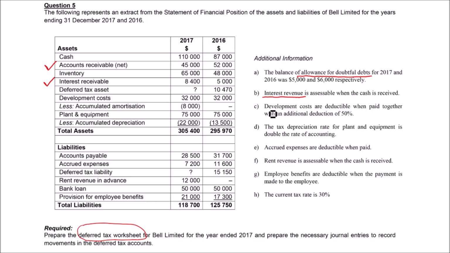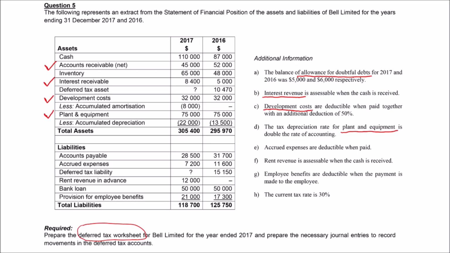Then the one after that is development costs. With development costs, we have an additional deduction for tax purposes. So you know that we also need to include development costs. Then the next one is plant and equipment. We have different depreciation rates for tax and accounting. So we're going to have plant and equipment. That's all in terms of assets.